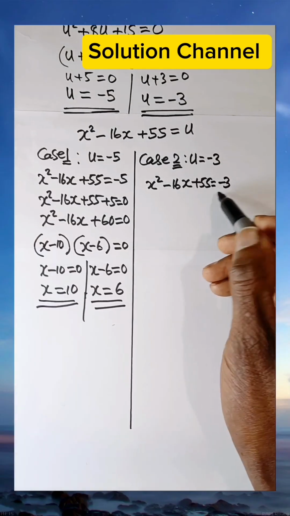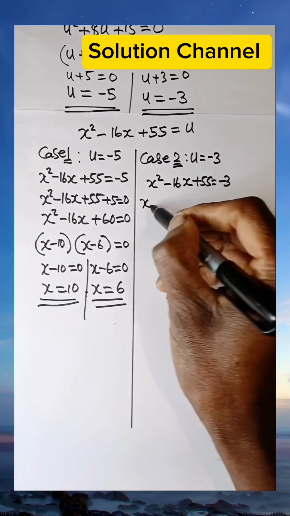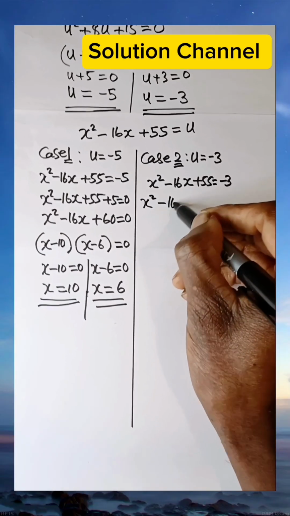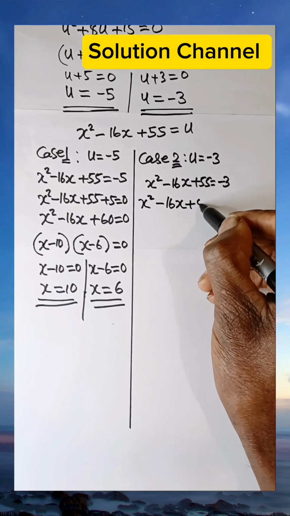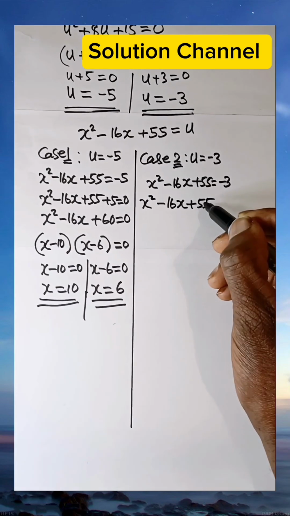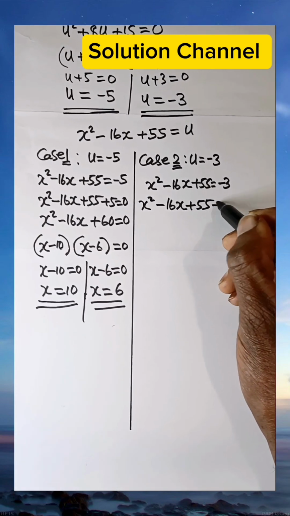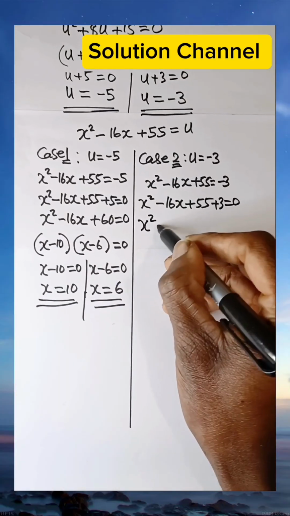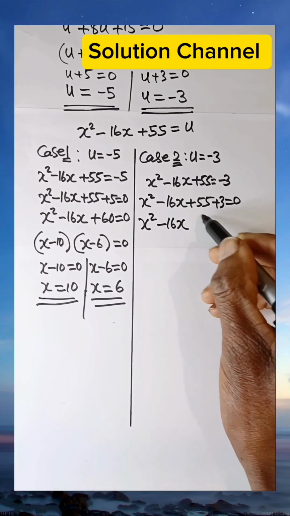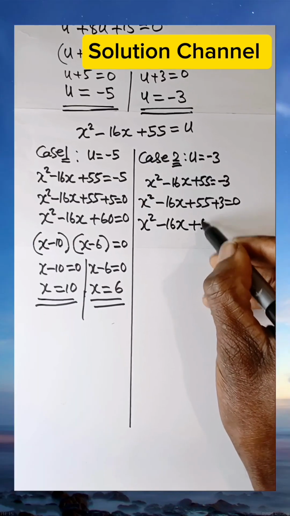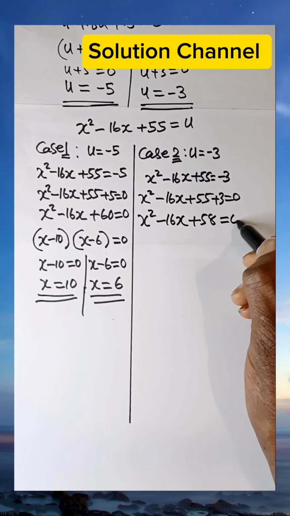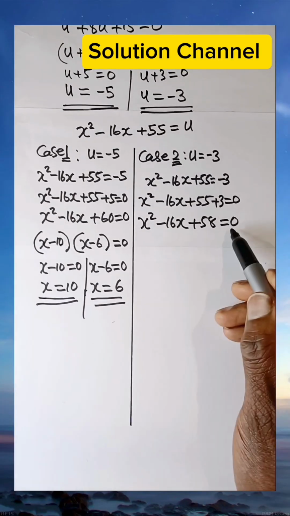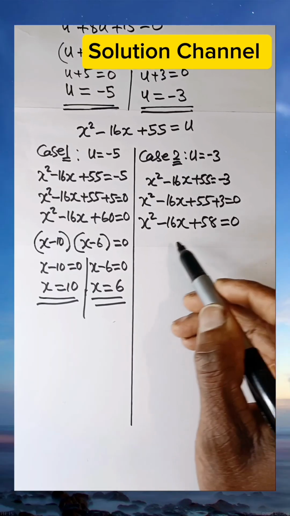Now let us focus on case 2. So here we have x squared minus 16x plus 55. Minus 3 will come to the left hand side, it will become plus 3. And this is equal to 0. So this will give us x squared minus 16x. This will give us 58. So we have 58 is equal to 0. This quadratic equation will not factorize. We are going to use the quadratic formula.